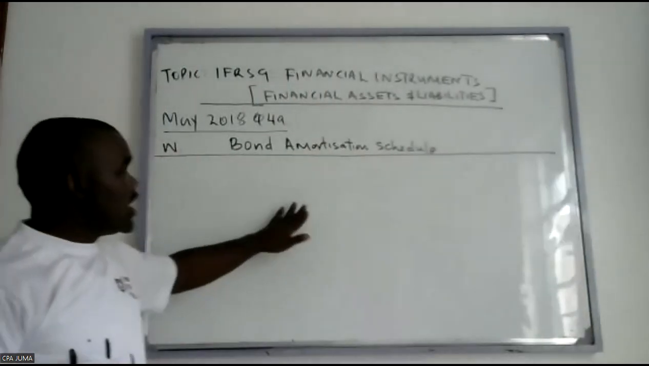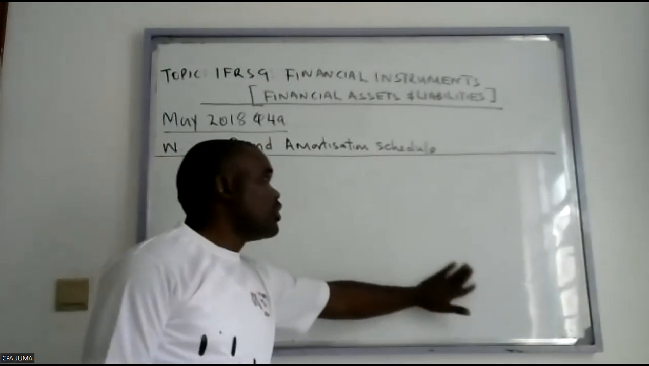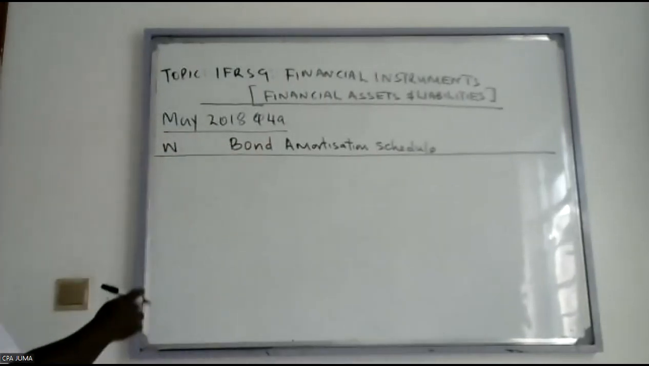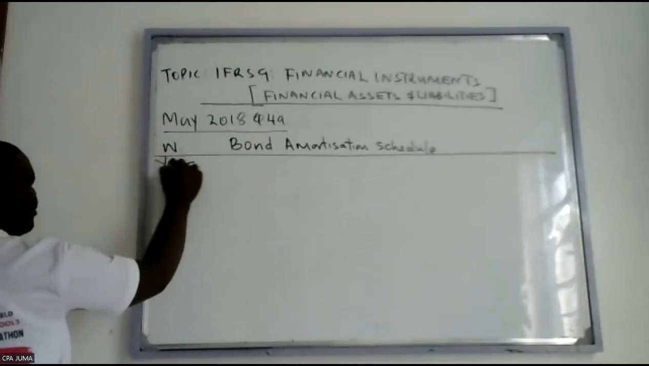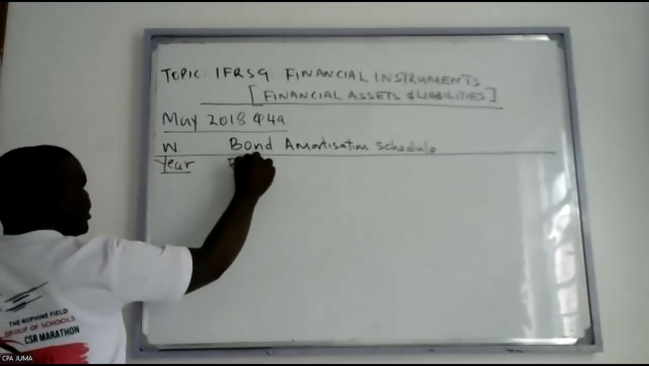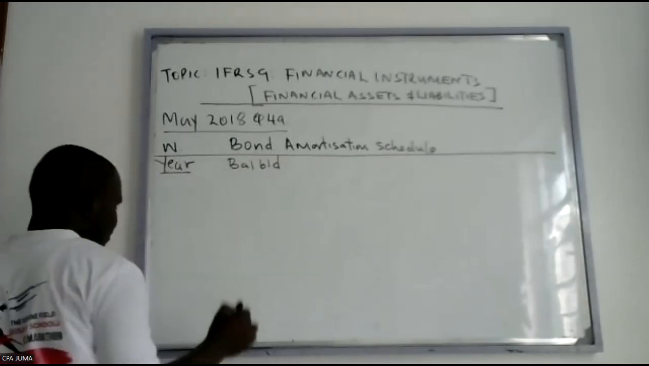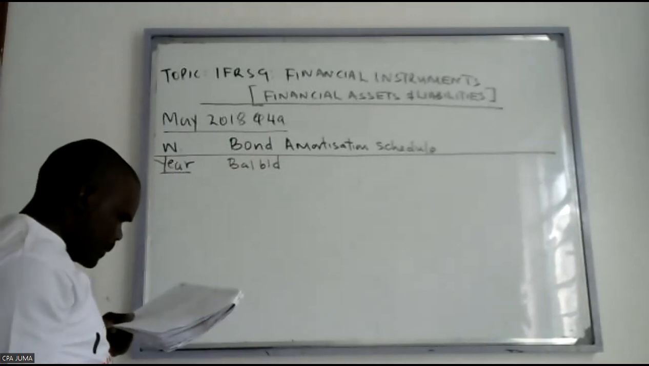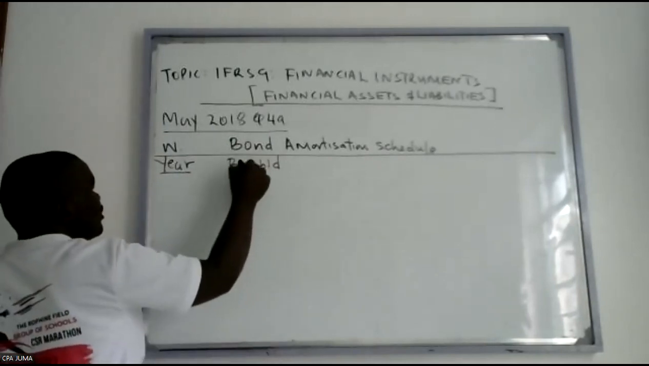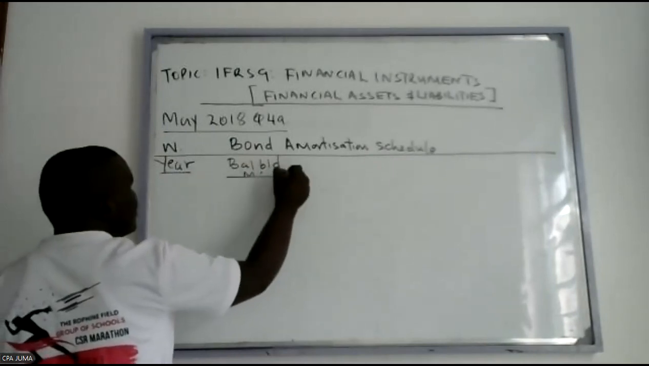So how do you amortize the bond? This is how you amortize the bond. You say year or period, then balance brought down. The balances, these people are working in millions, so shillings are in millions.